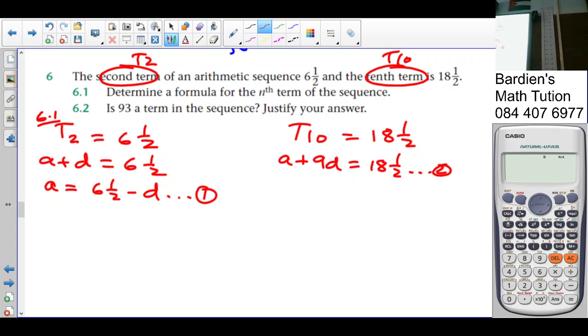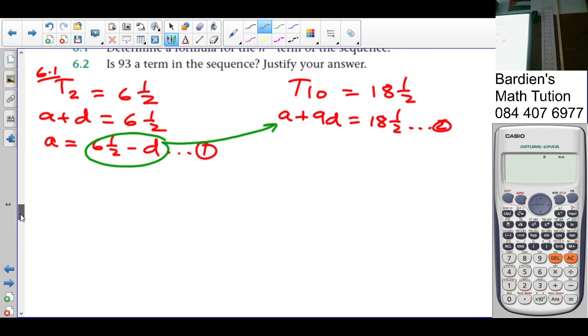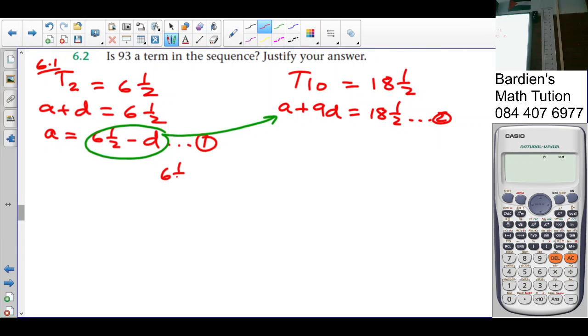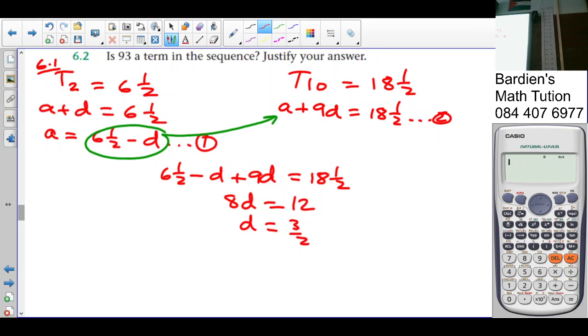So what I'm going to do is, whenever I see an a, I'm going to substitute 6.5 minus d. So 6.5 minus d plus 9d is equal to 18.5. So that's going to give you 18.5 minus 6.5, which gives you 12. Is that correct? Yes? Divided by 8 is going to give you 3 over 2, if I'm not mistaken. Is it 3 over 2? Yes. Right.